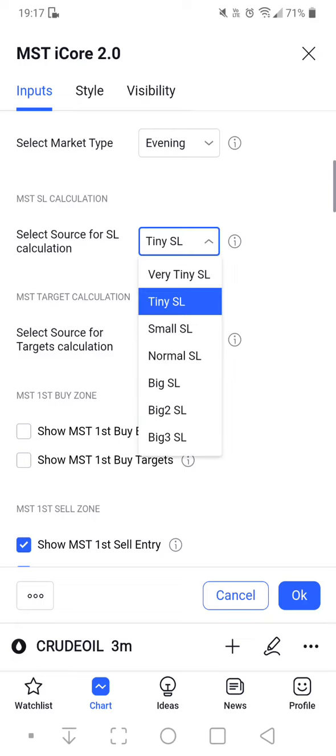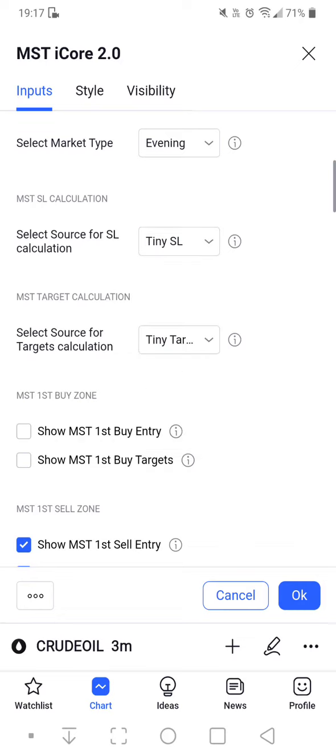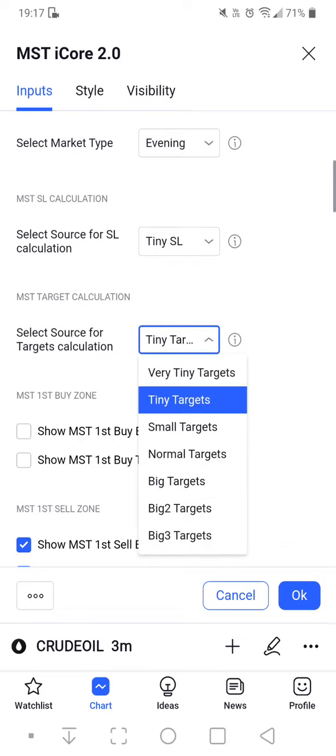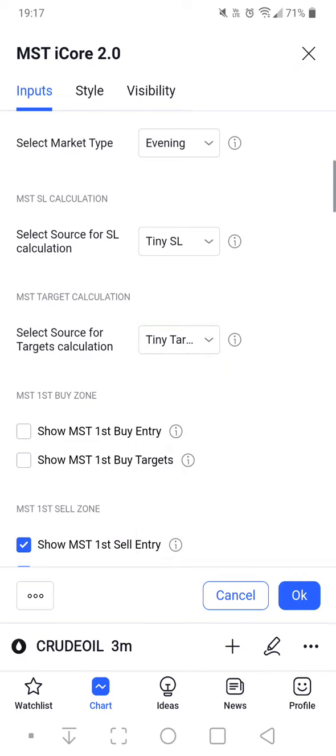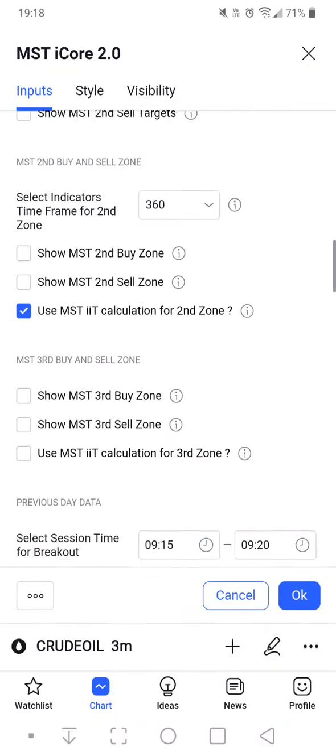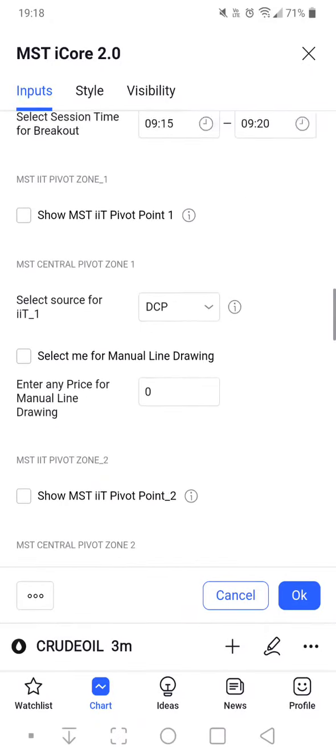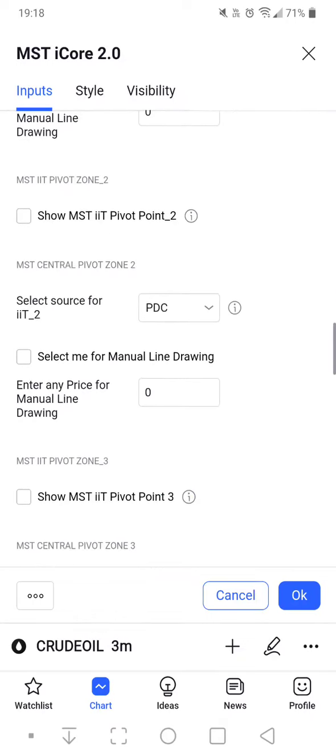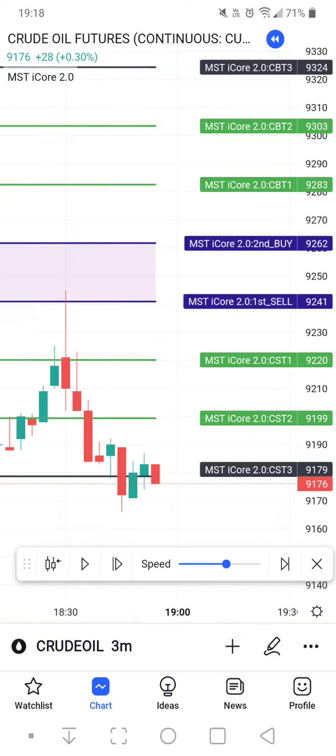And SL also we have given various SL. Based on your expectation, you can keep your SL and target according to your expectation. By default, it will be a small SL and small target. Whichever you want, you can keep it as per your risk appetite. We are not telling you anything to keep. If you don't understand anything, just keep it in default mode and trade. That is enough. Hope you understood.